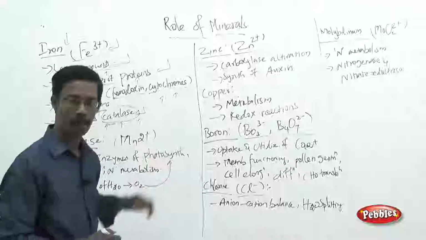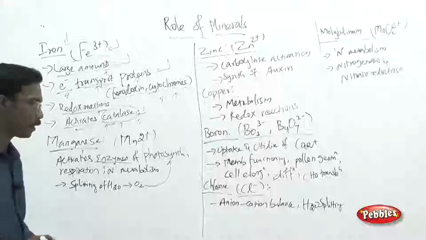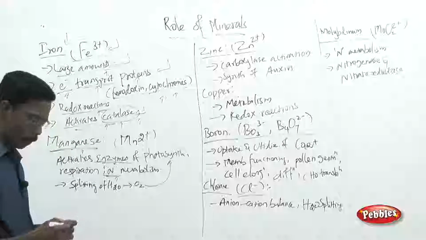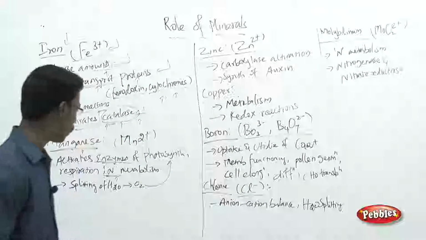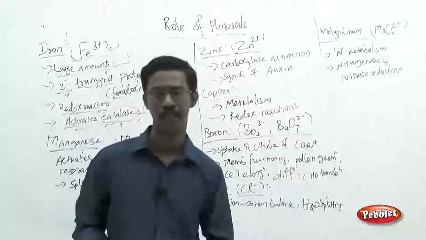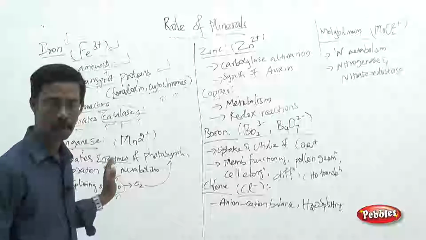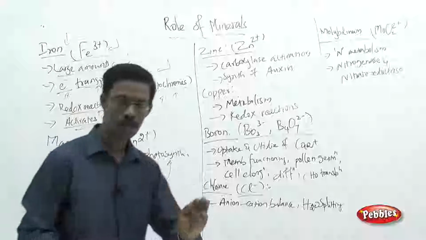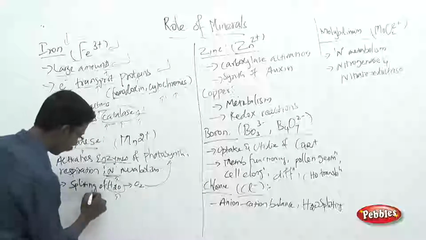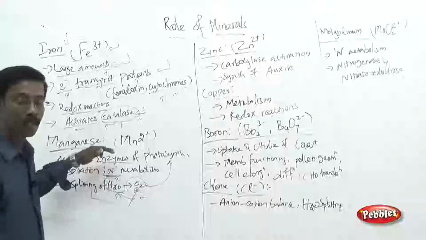Again it will be absorbed as the Mn2+ ion. It will activate the enzymes of photosynthesis, respiration and nitrogen metabolism, the enzymes involved in the nitrogen metabolism. Apart from this, it is also involved in the splitting of water during photosynthesis. We are going to see the photosynthesis details later. The point you have to remember is that it is one of the major minerals involved in the splitting of water during photosynthesis, so that it releases oxygen from the water. The splitting releases molecular oxygen from the water by means of the involvement of the mineral manganese.